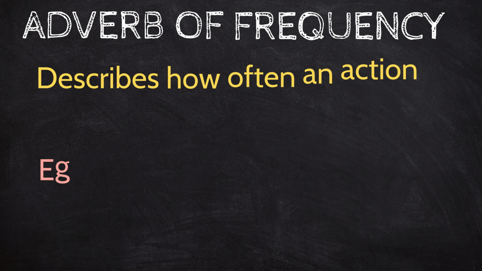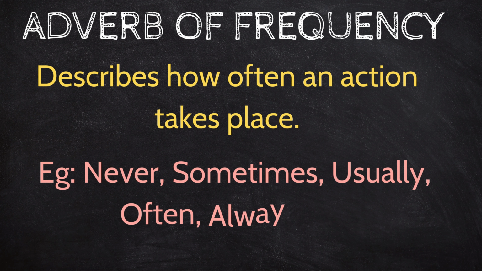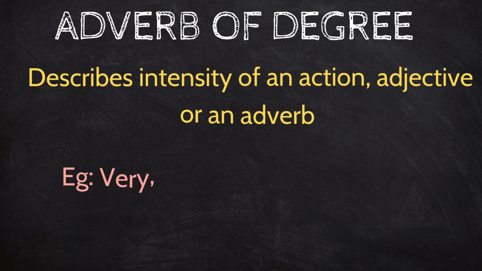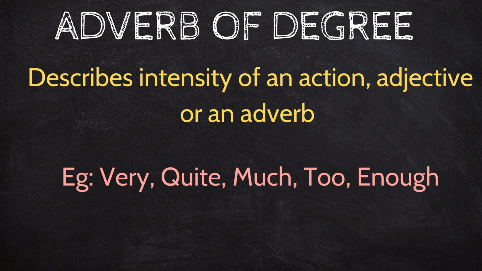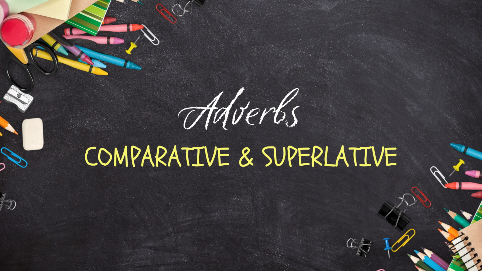This adverb of frequency describes how often an action takes place. Example: usually, sometimes, always, never, etc. How often does she go to the gym? She never goes to the gym. So, never is an adverb of frequency because it is telling how often she goes. Adverb of degree. It describes the intensity of an action, adjective, or other adverb. Example: too, enough, much, quite, very.